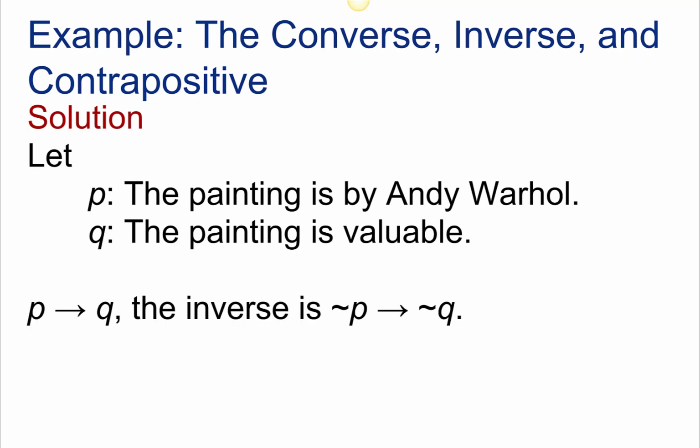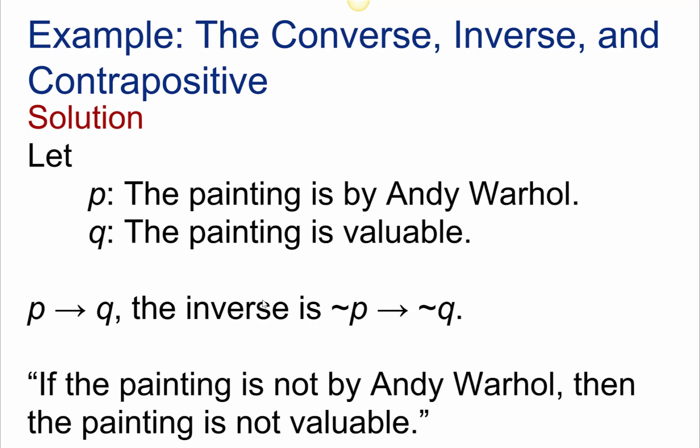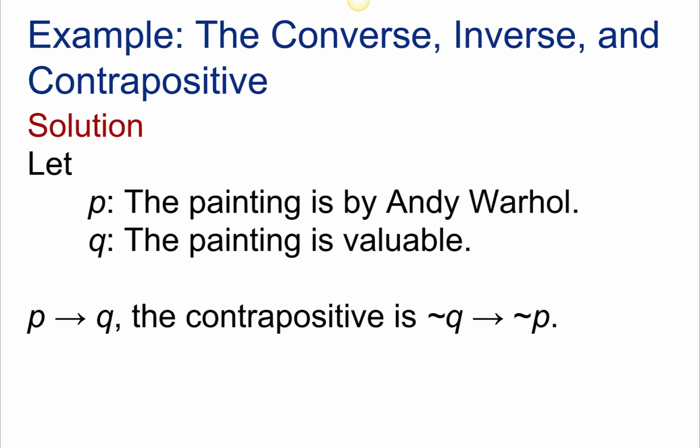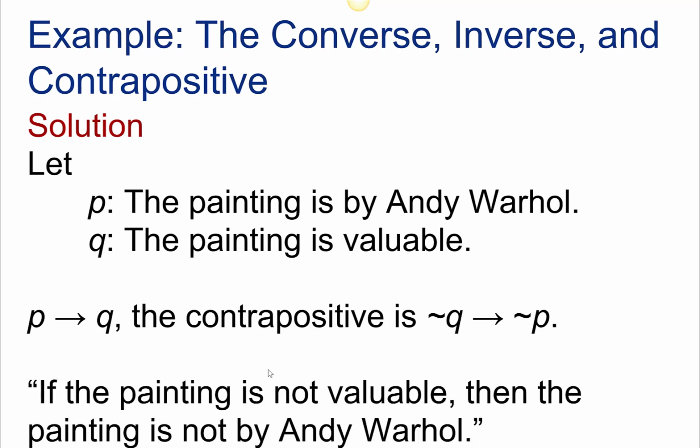The inverse keeps the simple statements in the same order but negates them. So if the painting is not by Andy Warhol, then the painting is not valuable. And then finally, the contrapositive, we flip the order of the simple statements and negate both of them. If the painting is not valuable, then the painting is not by Andy Warhol.